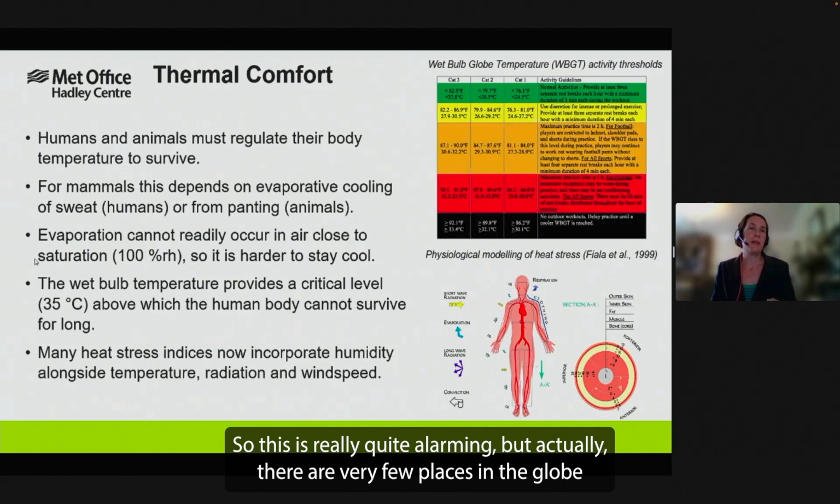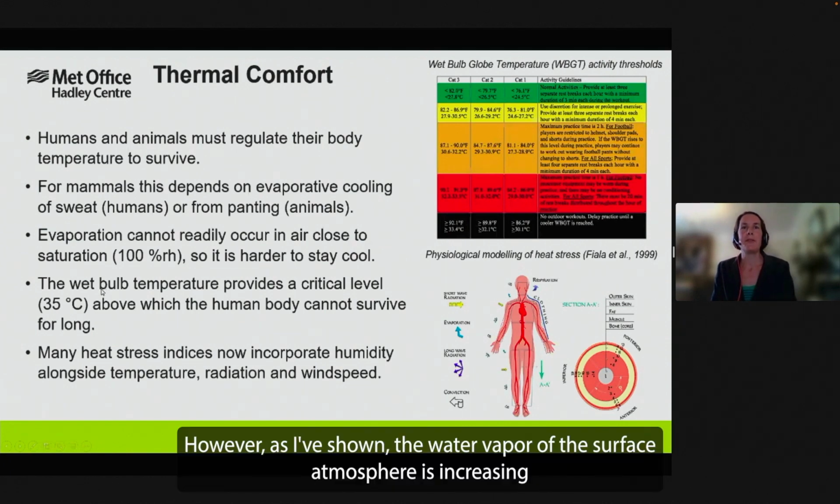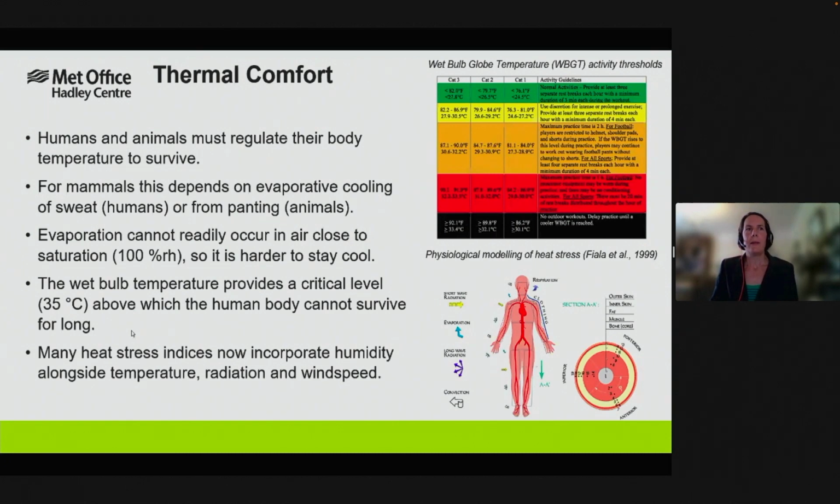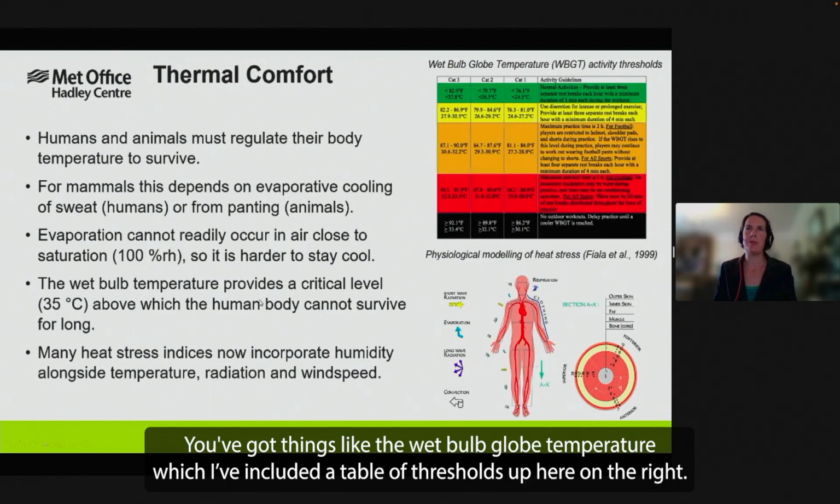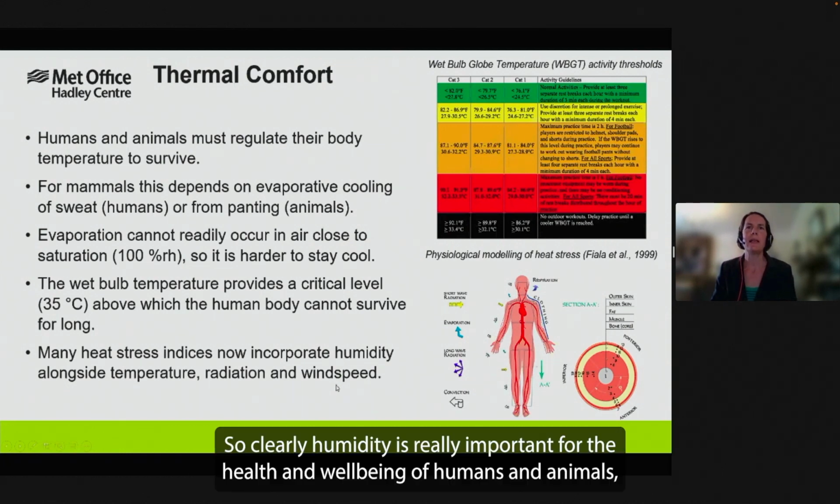This is really quite alarming, but actually there are very few places on the globe that are even approaching a wet bulb temperature of 35 degrees at present. However, as I've shown, the water vapor of the surface atmosphere is increasing, and with that the wet bulb temperature is also increasing. There are many heat stress indices that now incorporate humidity alongside temperature, radiation and wind speeds. You've got things like the wet bulb globe temperature, which I've included a table of thresholds for up here on the right, and the Universal Thermal Comfort Index. So clearly humidity is really important for health and well-being of humans and animals.